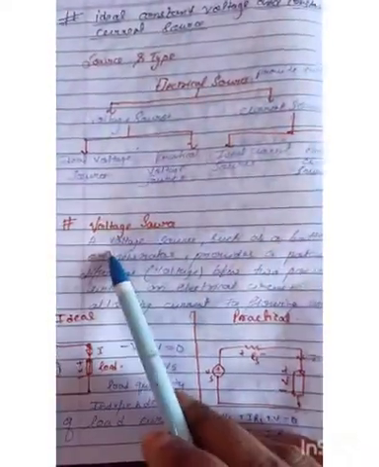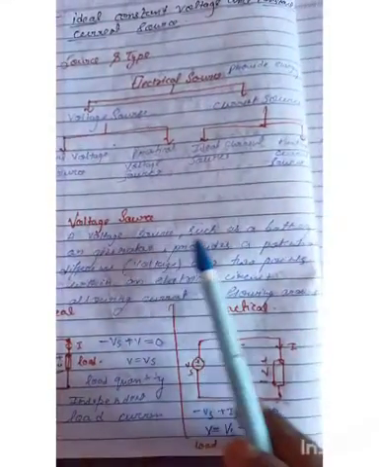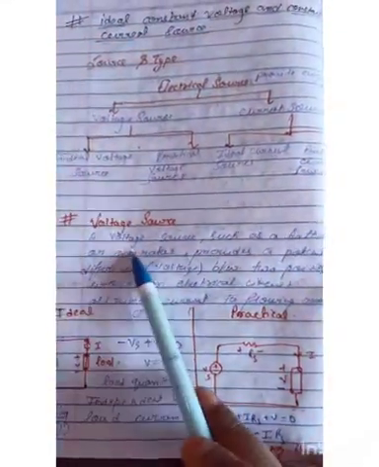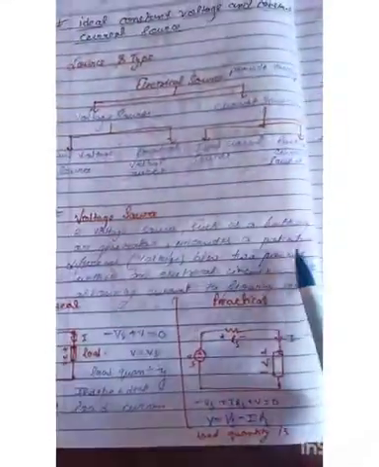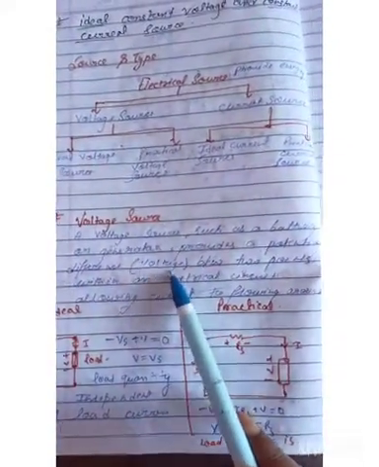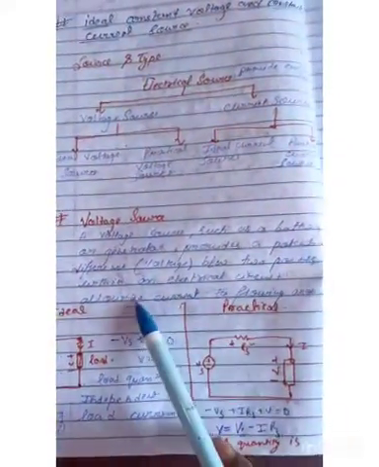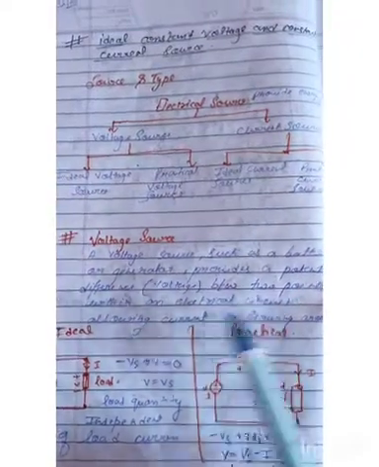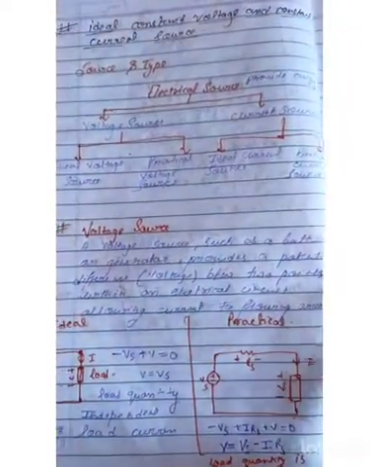Now what is a voltage source? A voltage source such as a battery or generator provides a potential difference, that is voltage, between 2 points within an electrical circuit, allowing current to flow around.